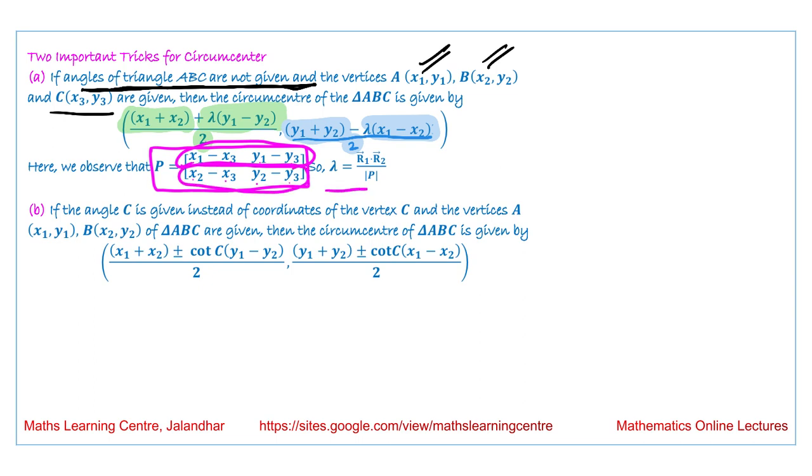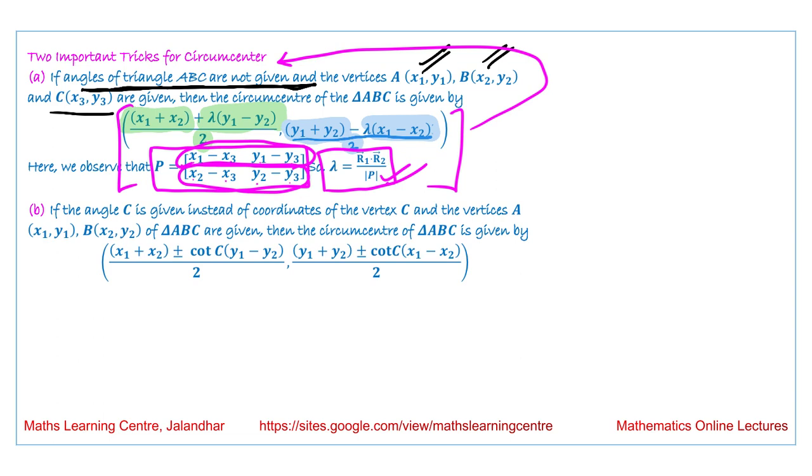And the value of lambda is given by row 1 dot row 2 divided by the determinant of this matrix P. So this formula you can use to calculate the circumcenter when the vertices of the triangle are given and the angles are not known.